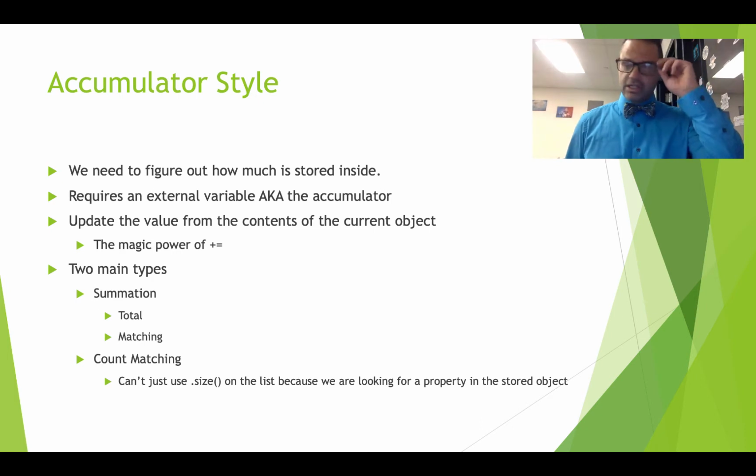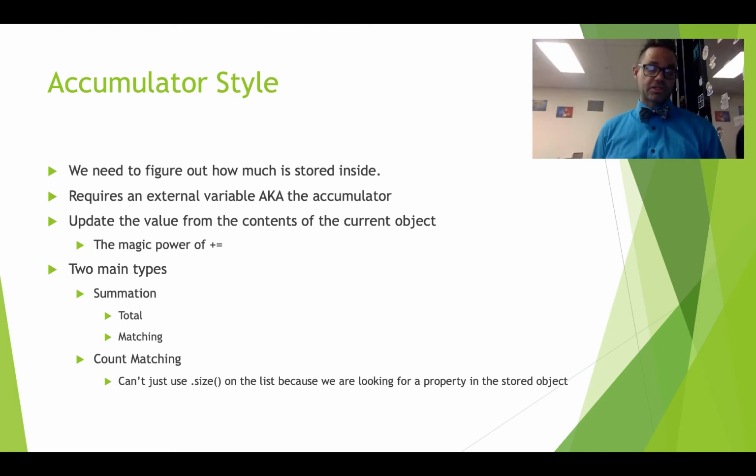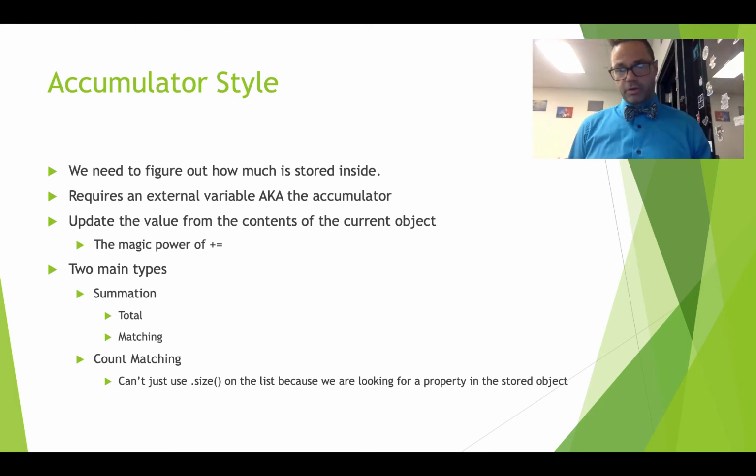The first thing we want to look at is the accumulator style. We want to count things up, so we want to accumulate some values. The first thing we have to do when we're doing accumulator style is make sure we have a variable that's declared before the loop itself that processes that list, so we can store all the values that match or exist inside that. So we have to have the external variable, aka the accumulator.